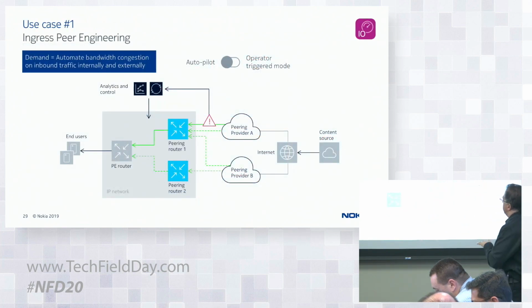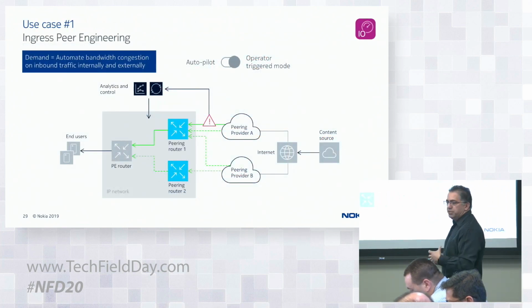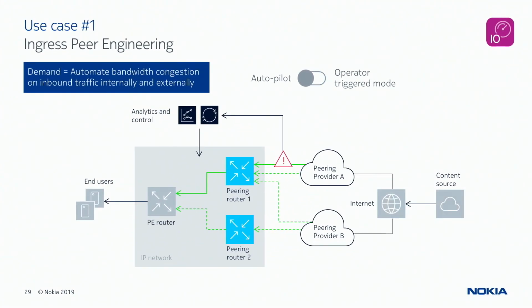So let me describe a bit the use cases we have. First of all, controlling inbound traffic. Controlling inbound traffic is becoming extremely important for a number of service providers. Why? Because they have a lot of peers, different transit providers, in different regions. They receive a lot of traffic from the internet. It saturates their links to certain thresholds, and they want to be able to shift traffic dynamically.